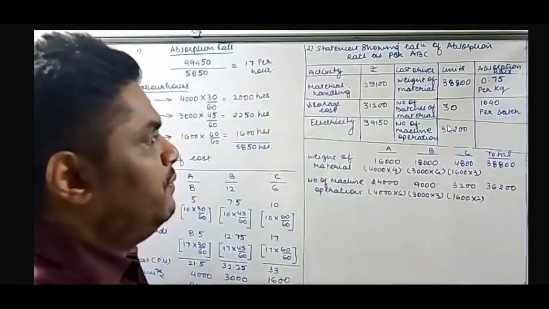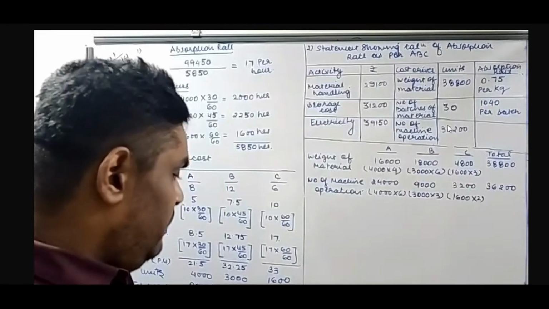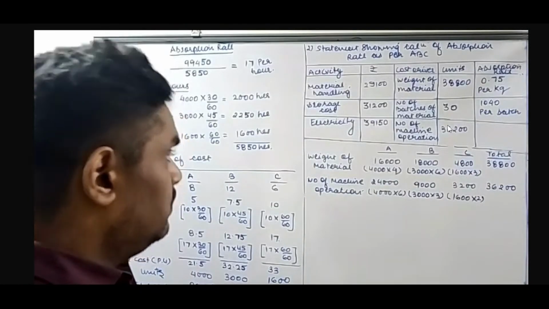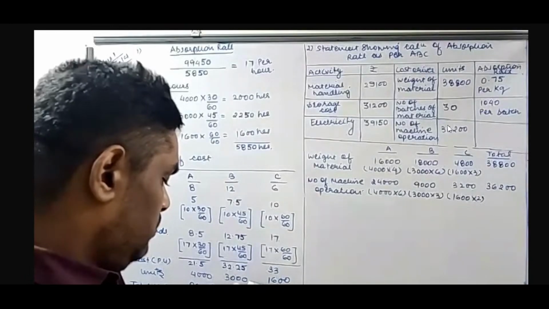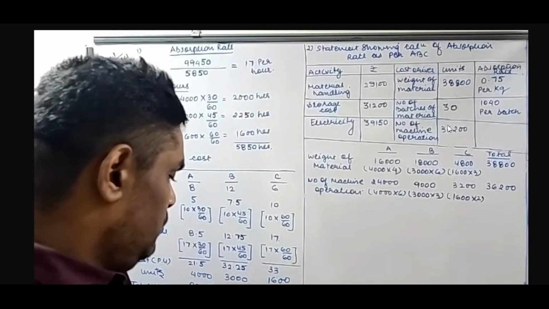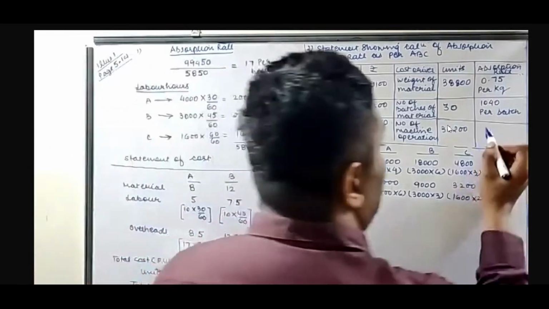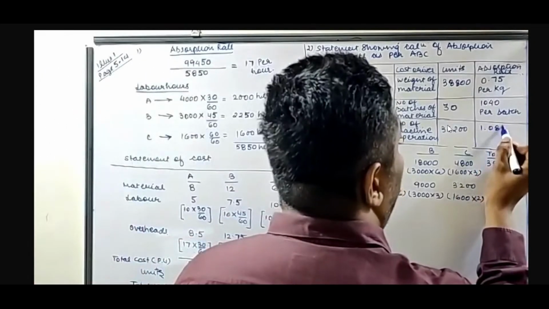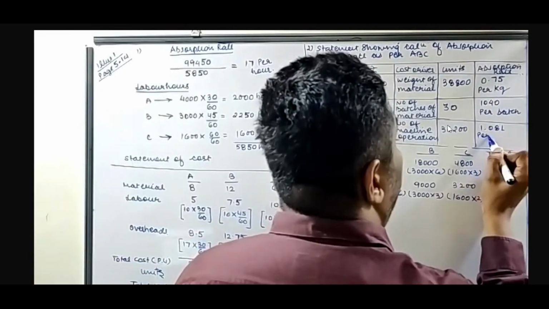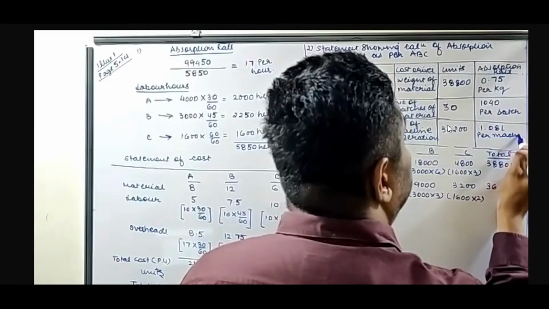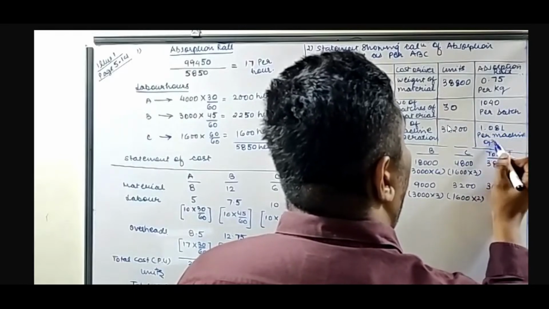And number of machine operations are 36,200. So 39,1.081 per machine operation.